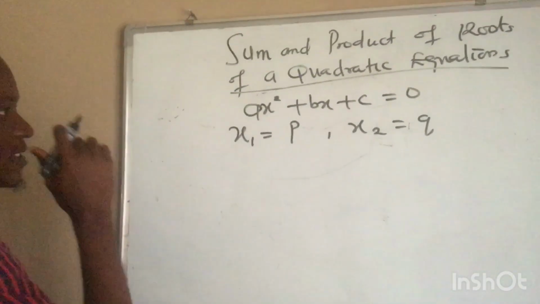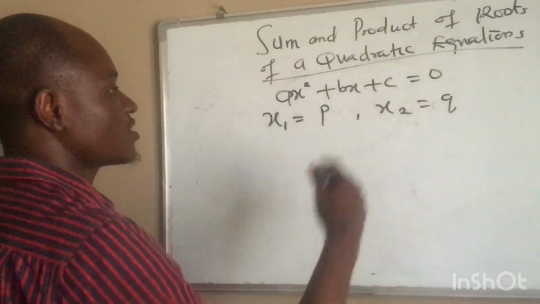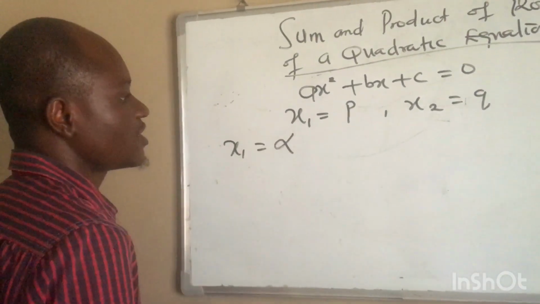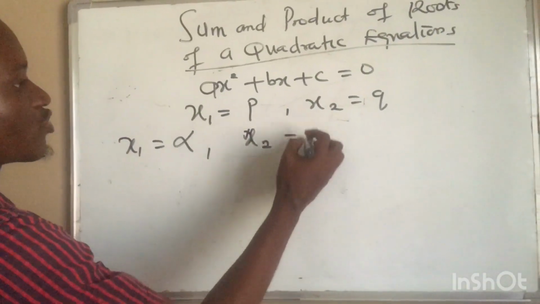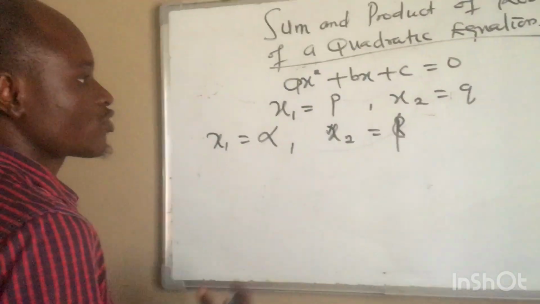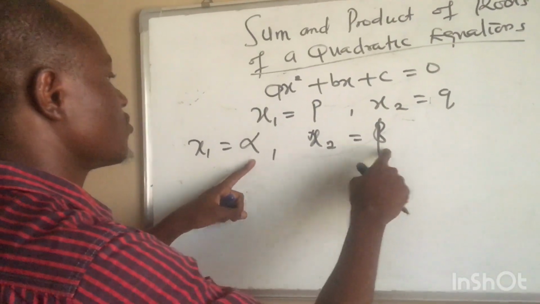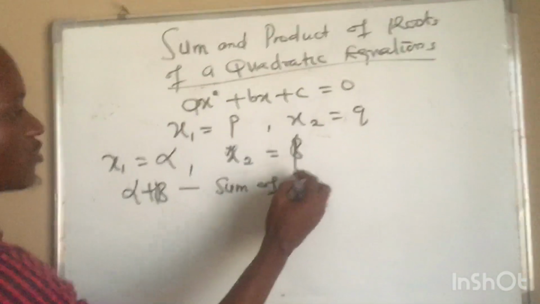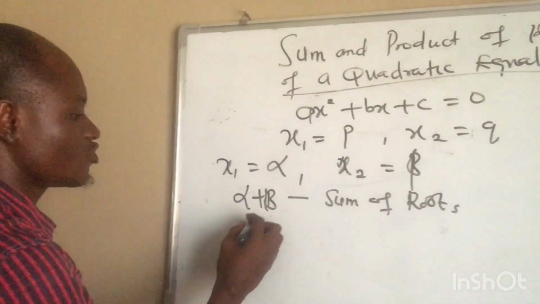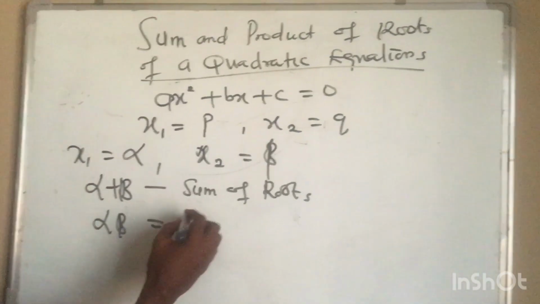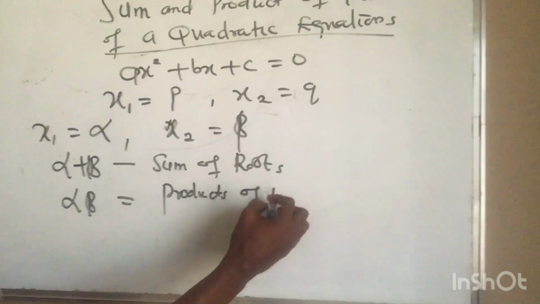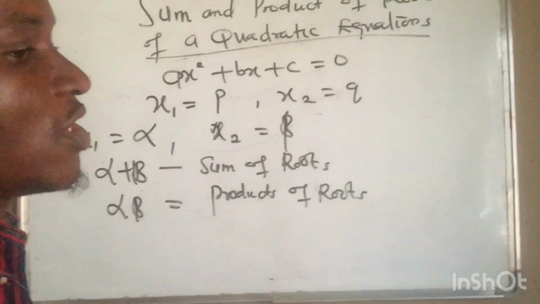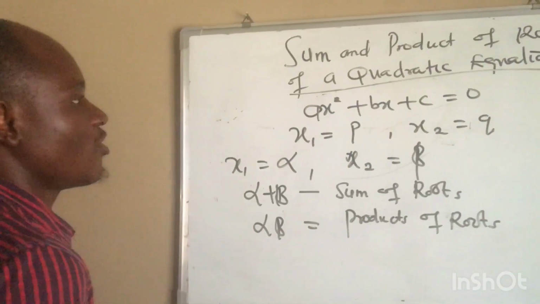Now, instead of writing x1 as the first root of the quadratic equation and x2 as the second root, we replace them: let x1 equal alpha, and let x2 equal beta. Since we have made our roots this, the sum of the roots will be alpha plus beta. This is what we call the sum of roots. And the product of the roots will be alpha beta. This is what we call the product of roots. Now, since we have established this, we need to get the formula for the sum of the roots, and the formula for the product of the roots.